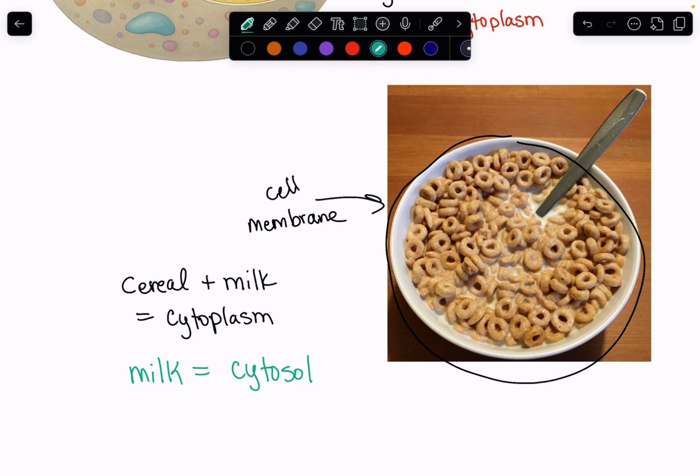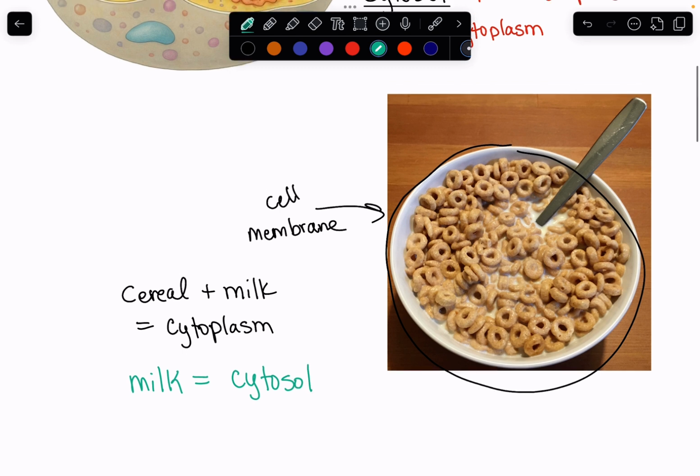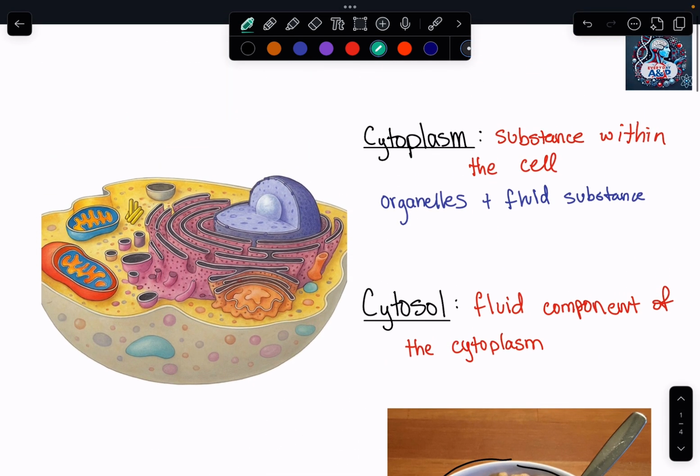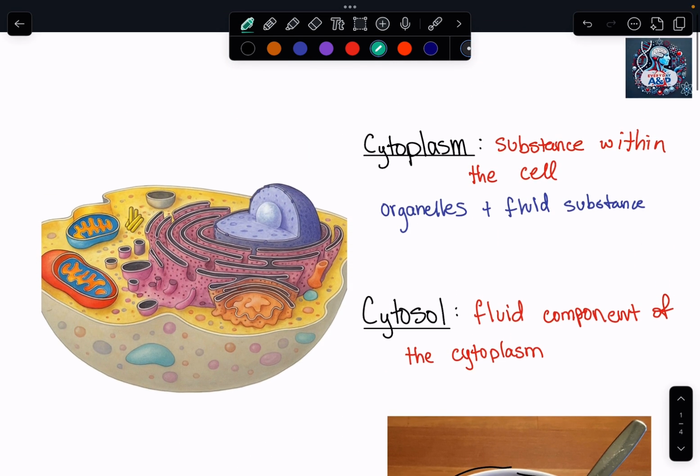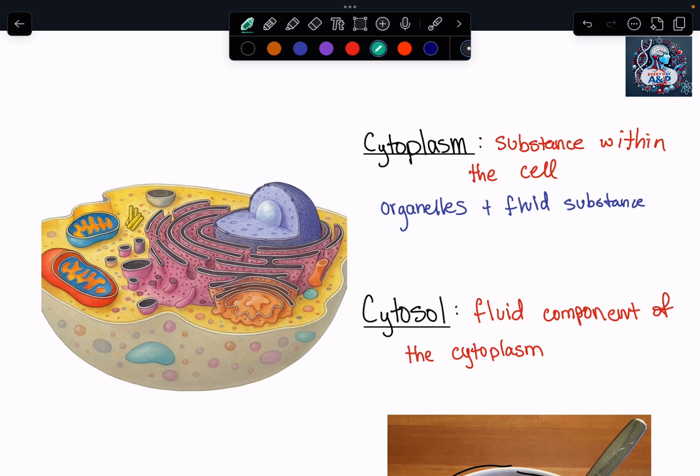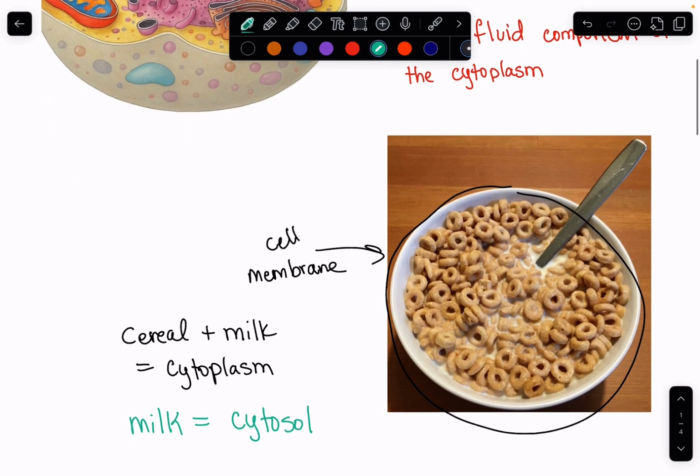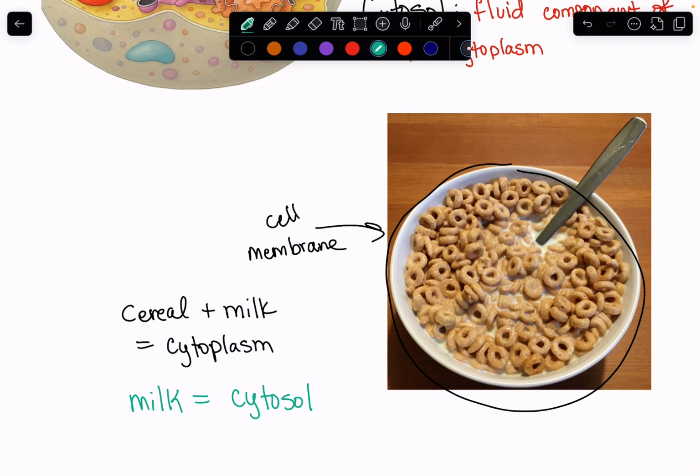So I really hope that this was a very easy and clean way of understanding the definition of these two terms, cytoplasm and cytosol. We covered that cytoplasm is the substance within the cell, so we have the organelles along with the fluid substance that we find, and cytosol as just the fluid component within the cytoplasm, and we connected that to a real-world example of a bowl of cereal and milk, and I hope that this clarifies and maybe even helps when it comes to preparing for an exam, preparing while you study for a specific course.